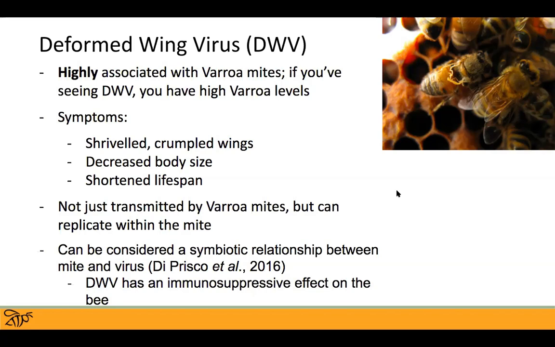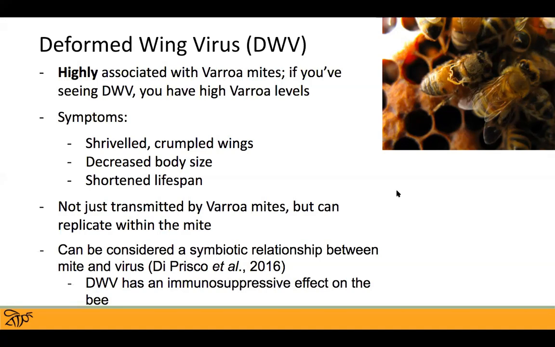So I already mentioned that the telltale symptom of deformed wing virus is those shriveled, crumpled wings, but it can also cause decreased body size as well as a shortened lifespan. It's also a really good example of a virus that can replicate within the mite. So again, it's not just surviving within the mite, it's replicating, it's multiplying. So the presence of Varroa mites is actually increasing the levels of virus within the colony.